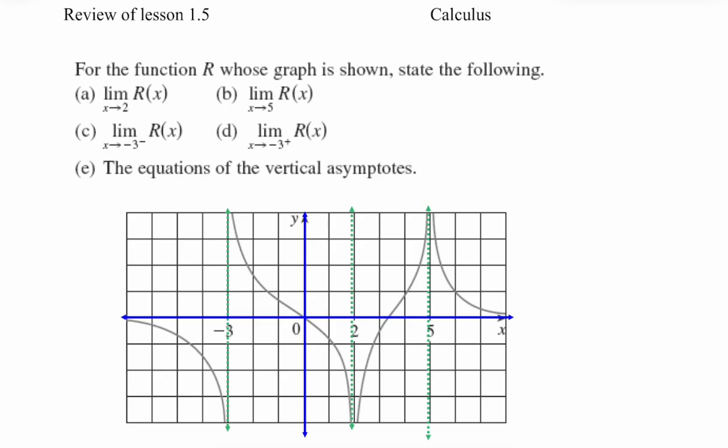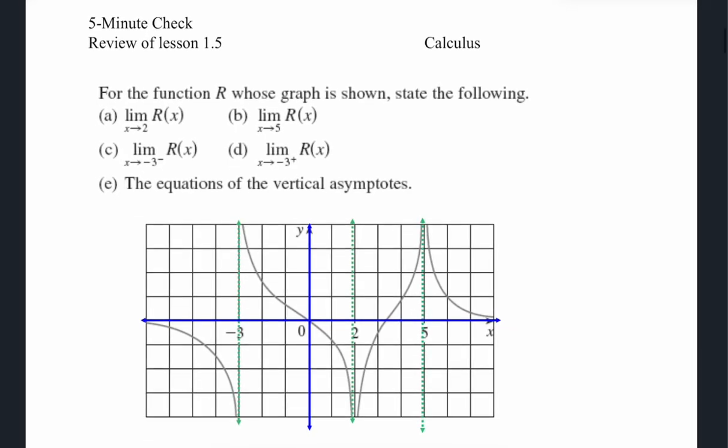Okay, let's take a look at this one. It says that we are going to do all these limits. Let's start with E. It says the equations of the vertical asymptotes. You'll notice I put the vertical asymptotes in green. I think that's on yours. If it is not, put them on there. But let's write, those are always in x equals. So that's x equals -3, x equals 2, and x equals 5.